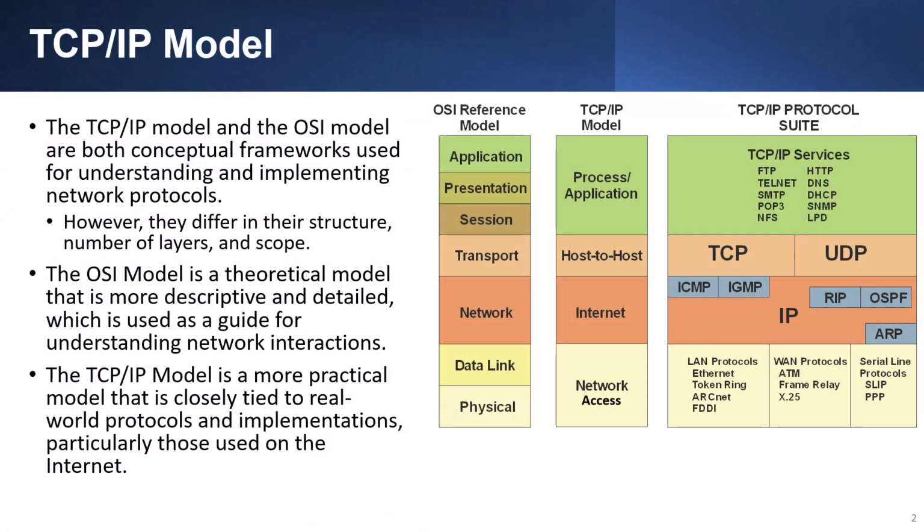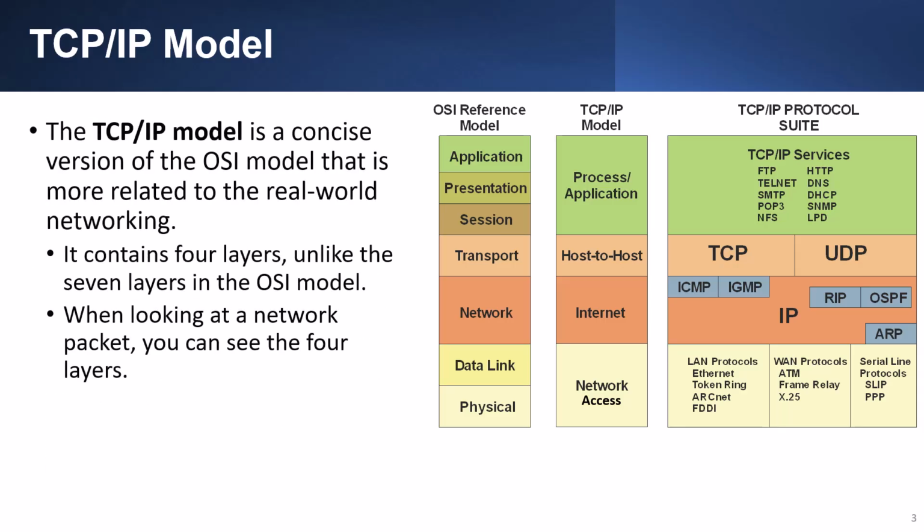The TCP/IP model and the OSI model are both conceptual frameworks used for understanding and implementing network protocols. However, they differ in their structure, number of layers, and scope. The OSI model is a theoretical model that is more descriptive and detailed, which is used as a guide for understanding network interactions. The TCP/IP model is a more practical model that is closely tied to real-world protocols and implementations, particularly those used on the Internet.